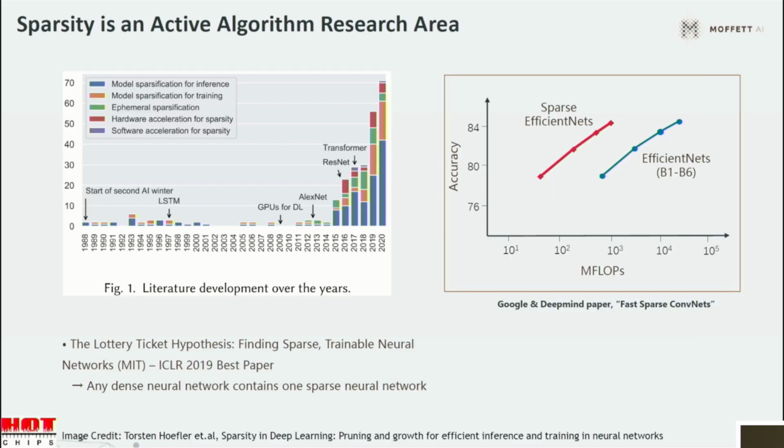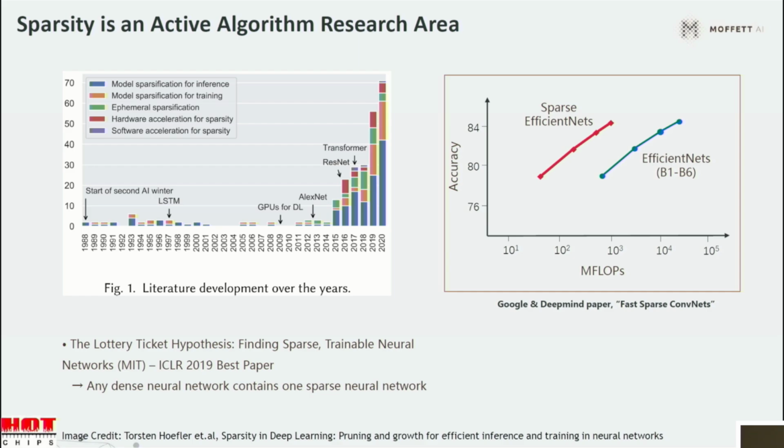This slide shows sparsity in the research area. Sparsity is an active algorithm research area. On the left is a photo I took from the very great paper from Dr. Hoefler on the overview of sparsity in deep learning. It shows there is a lot of research being done in model specification, both in inference and in training, and in hardware accelerators. And there's also software acceleration for sparsity as well.